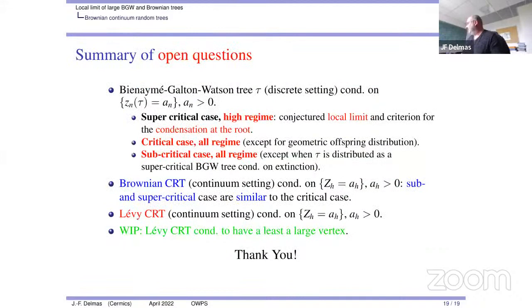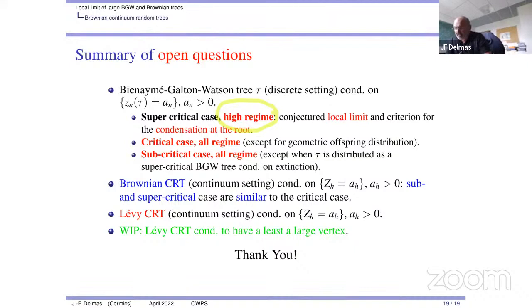To conclude, from the open questions, maybe. For the supercritical case, the high regime is still an open question. That is, A_n is growing faster than the mean to the power n. And it is conjectured that the local limit has a condensation at the root, at least in certain cases. For the critical case, it's open for all the regimes, except for the geometric offspring distribution. For the supercritical case, this is open for all the regimes, except when the Galton-Watson tree can be seen as a supercritical Galton-Watson tree conditioned on extinction.